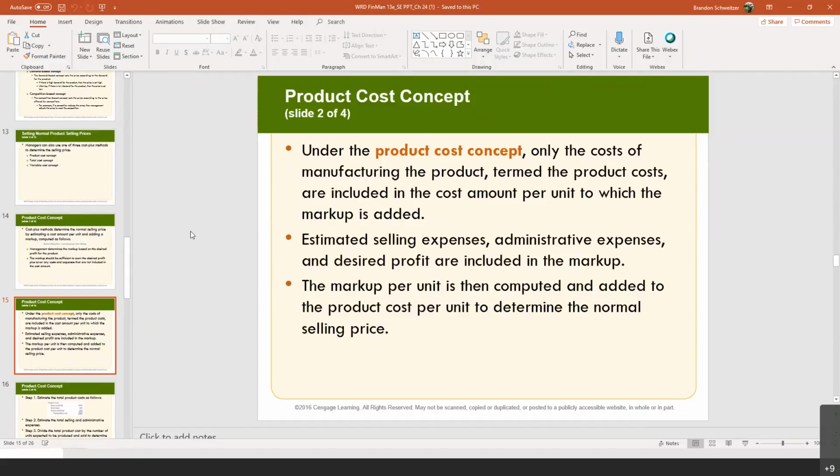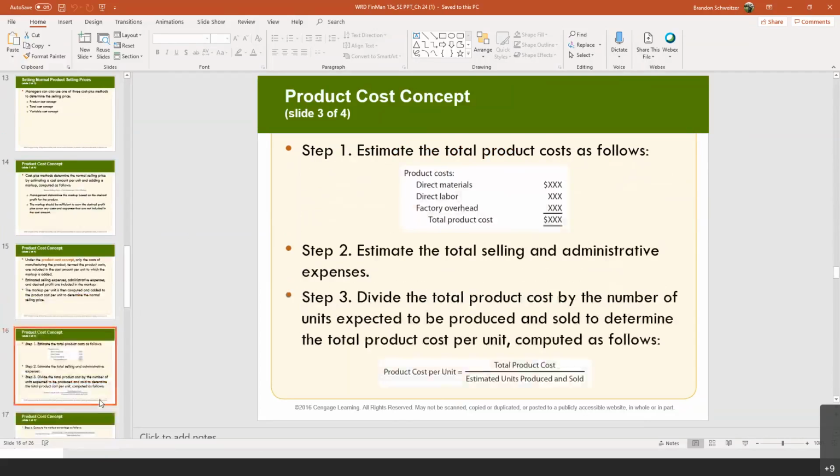And to do that, I want to make sure that my markup price is higher than all of my selling, administrative expenses, and desired profit. So the markup per unit is then added to the product cost per unit to determine the normal selling price. So let's look at that in an example.